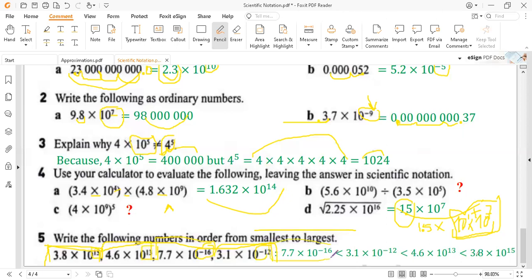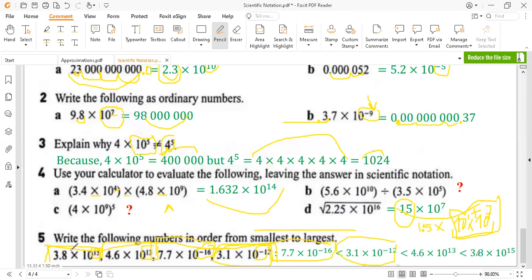So 7.7 times 10 power minus 16 is the smallest. Then comes 3.1 times 10 power minus 12. The following one is 13, since 13 is smaller than 15, so 4.6 times 10 power 13. And finally, the largest number here is 3.8 times 10 power 15.